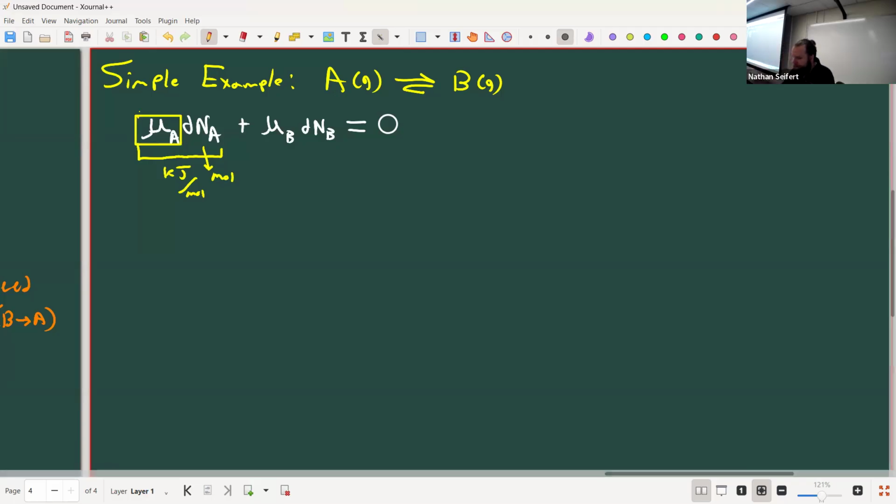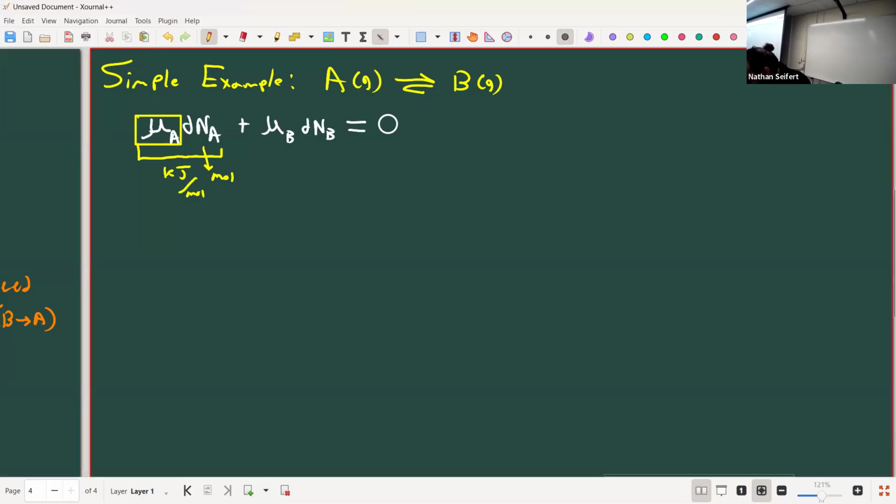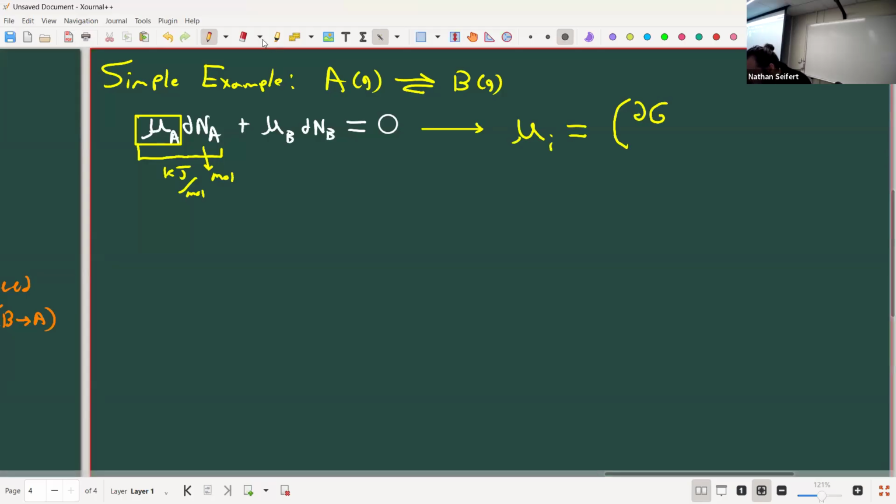So what that means is that the units of mu A need to be kilojoules. So what we could do is define our chemical potential as the change in the total Gibbs energy of the reaction with respect to the change in the number of moles of A, holding everything else constant, which is T, P, and the number of moles of B.